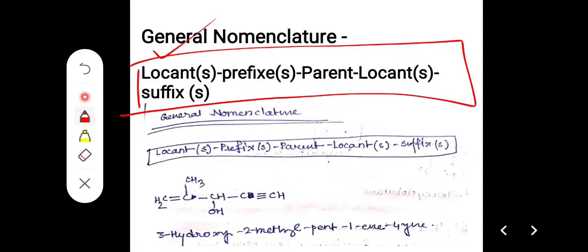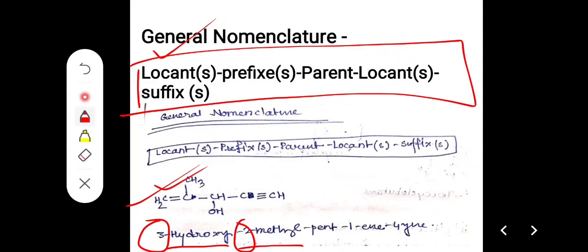Suppose there is 3-hydroxy-2-methylpent-1-en-4-yne. Here 3 is the locant of the hydroxy group, and hydroxy is a prefix of the whole chain. 2 is the locant of the methyl group, meaning the 2 position has a methyl group. Then pent is the parent compound, because there are 5 carbons in the chain. Then we have the suffix 1-ene, meaning the 1 position has a double bond, and 4-yne, meaning the 4 position has a triple bond.